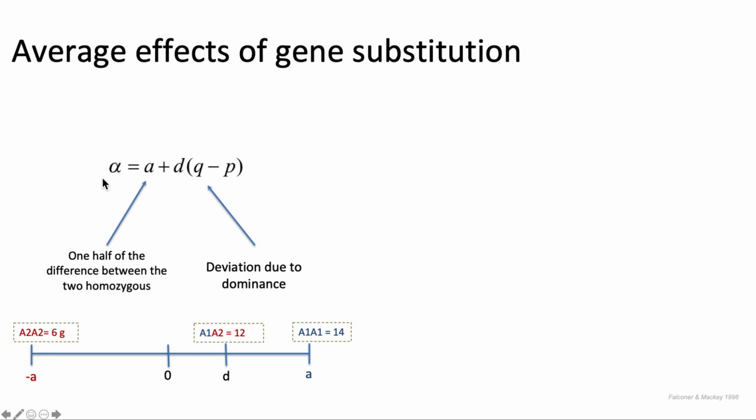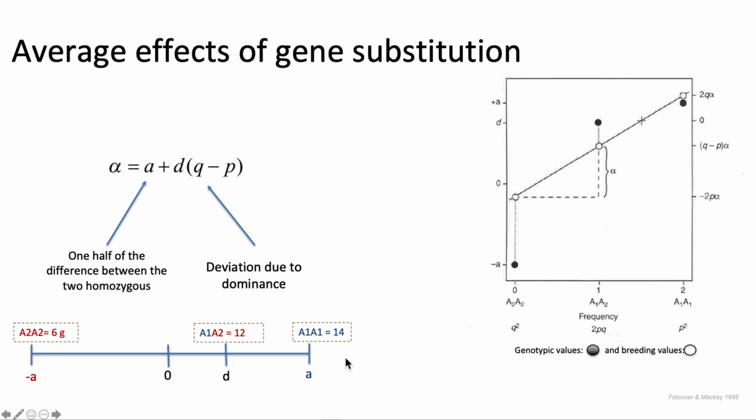Again, the allele substitution effect is equal to 1/2 of the difference between the homozygous genotypes, so it's the midpoint between both homozygous genotypes, plus the dominant deviation and the difference between the allele frequencies. So if the dominant deviation is equal to 0, alpha is equal to the additive effect. And as you can see, we were lucky in the examples because we had all the data and it was pretty easy. But if we don't have the data, we can estimate alpha by doing linear regression.